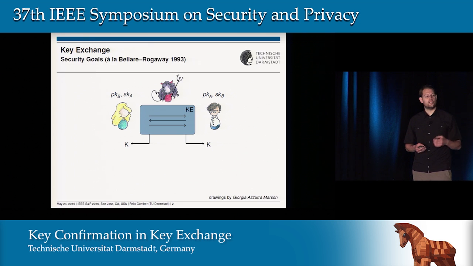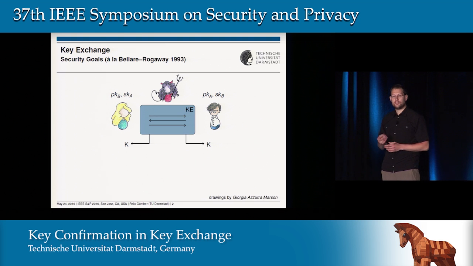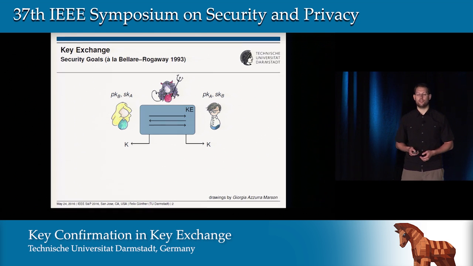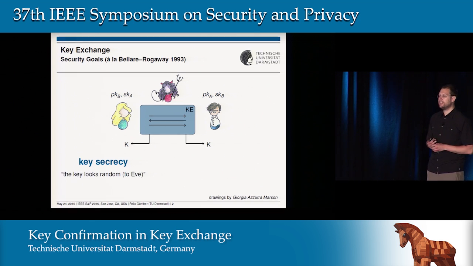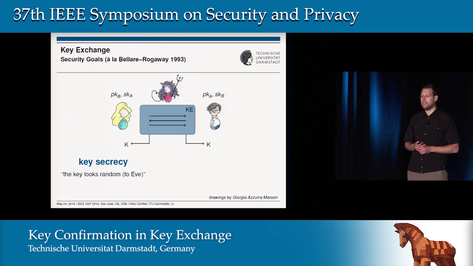Security-wise, formalizations go back to the seminal paper of Bellare and Rogaway from 1993, and there are two main security goals that you usually consider here. The first and probably most intuitive one is key secrecy. Key secrecy is basically telling that an outside adversary, Eve, to that communication, given some capabilities formalized, should not learn anything about the key. So basically, the key should be as good as fallen randomly from the sky, being perfectly random on both sides, and Eve not knowing anything about it.